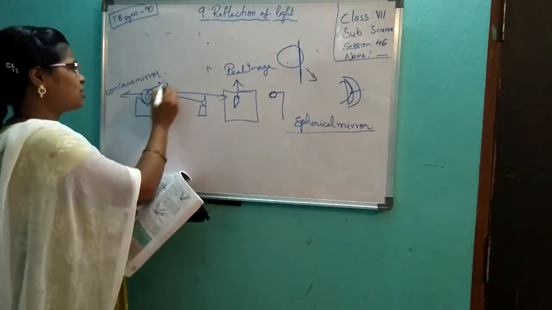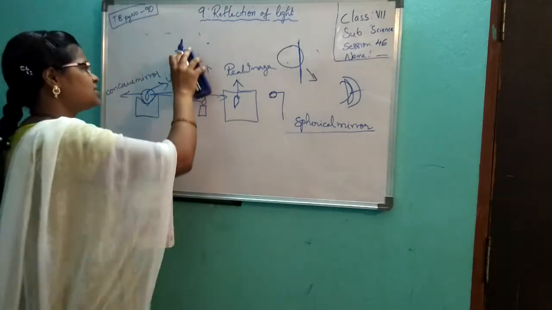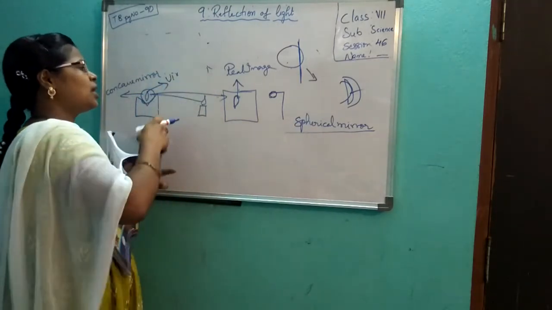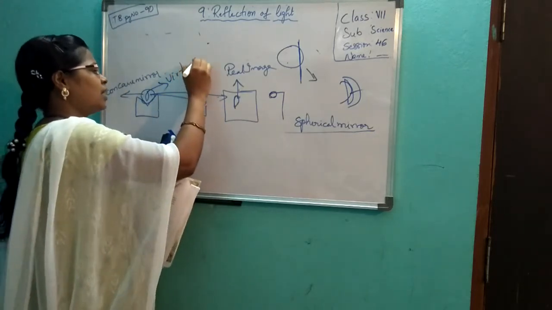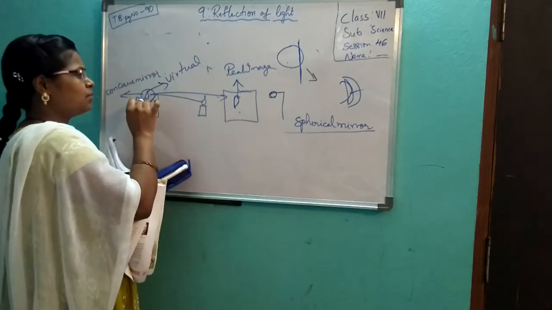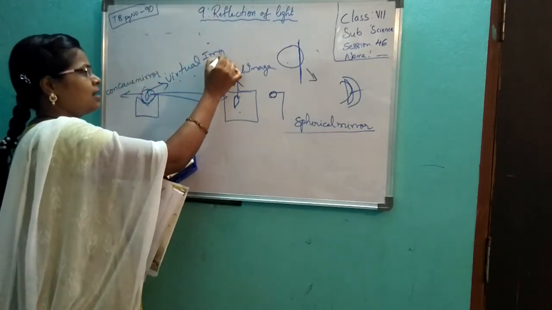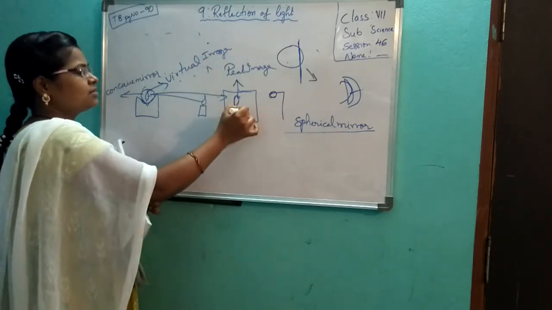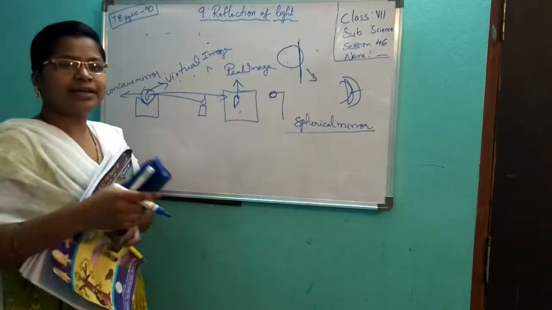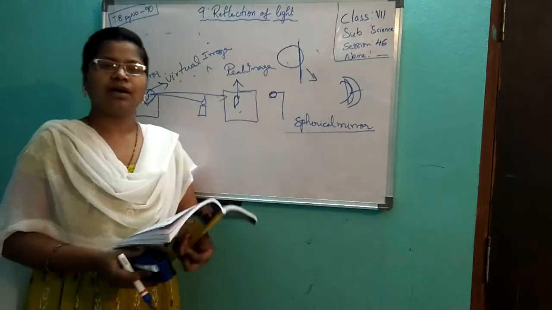And here the image you are getting is called a virtual image. What is this image? Virtual image. The image will fall on this and will reflect on the screen. The image fallen on this is called a virtual image. And here you are having this image. This is called a real image. Underline these, virtual and real images. Okay.